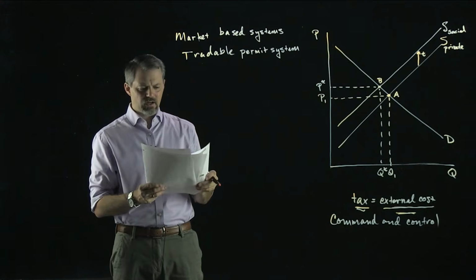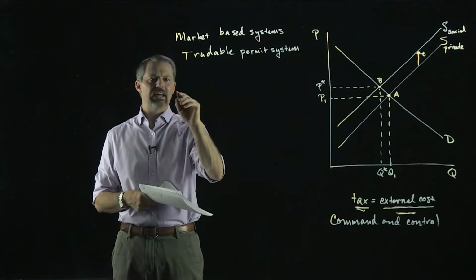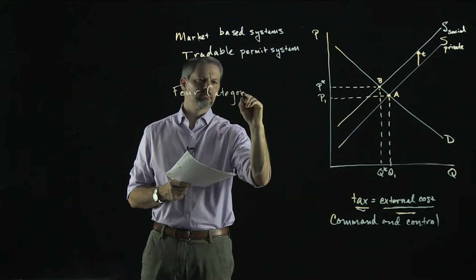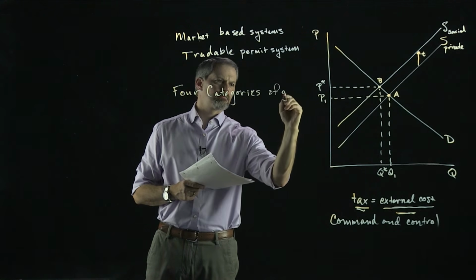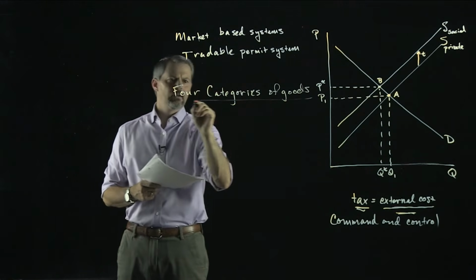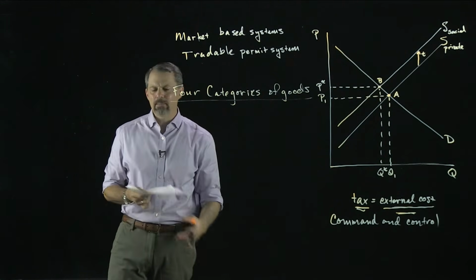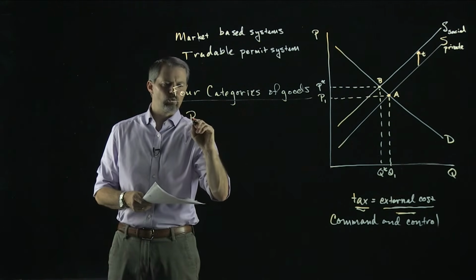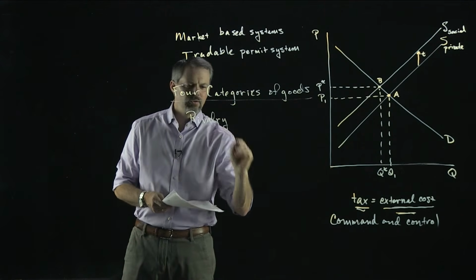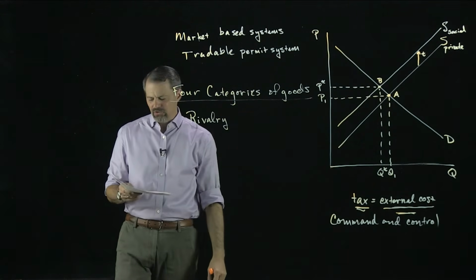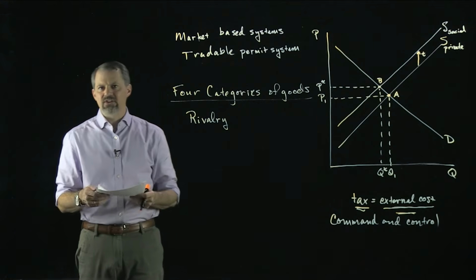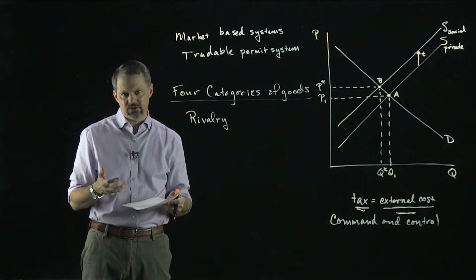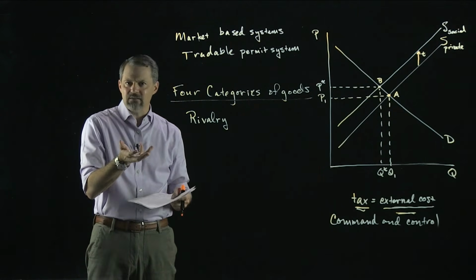Let's talk here a little bit about 4 different categories of goods. And we're going to think about a couple of dimensions that we're going to use in this discussion. The first is what we call rivalry. Rivalry is when one person's consumption reduces the amount of the good available for other people to consume. We would say that the good is rival.